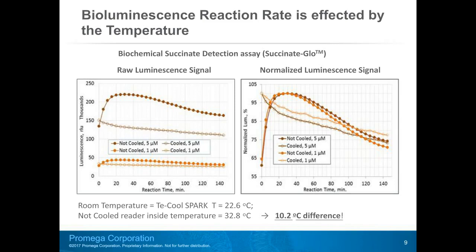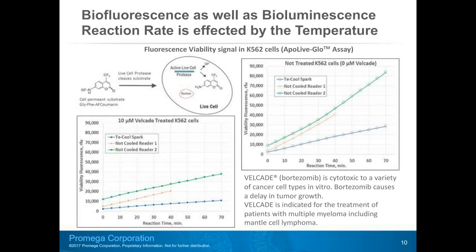Measurements were obtained at two substrate concentrations. While the magnitude of the signal for the two substrate concentrations differs significantly, the normalized graph shows that the Succinate-Glo assay rate is concentration independent. The succinate consumption rate is equal at both succinate concentrations, 1 and 5 micromoles, light brown and dark brown curves. What affects the reaction rate is not the substrate concentration, but the temperature.